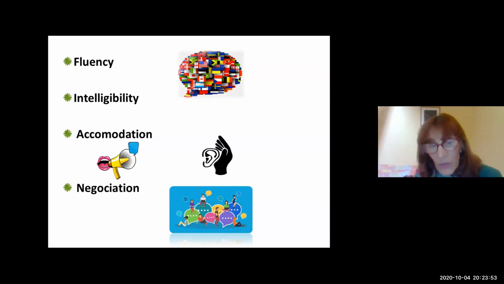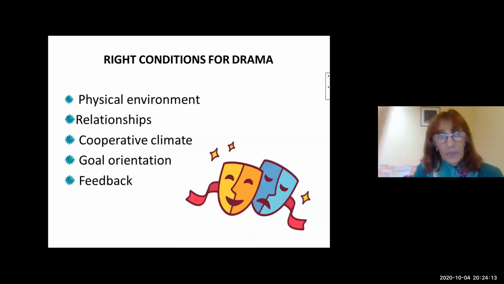So we use negotiation. In this case, the speakers use conversation devices in order to avoid conversation breakdowns. For example, asking for repetition, asking for confirmation, rephrasing, etc. Now, what are the right conditions for drama?